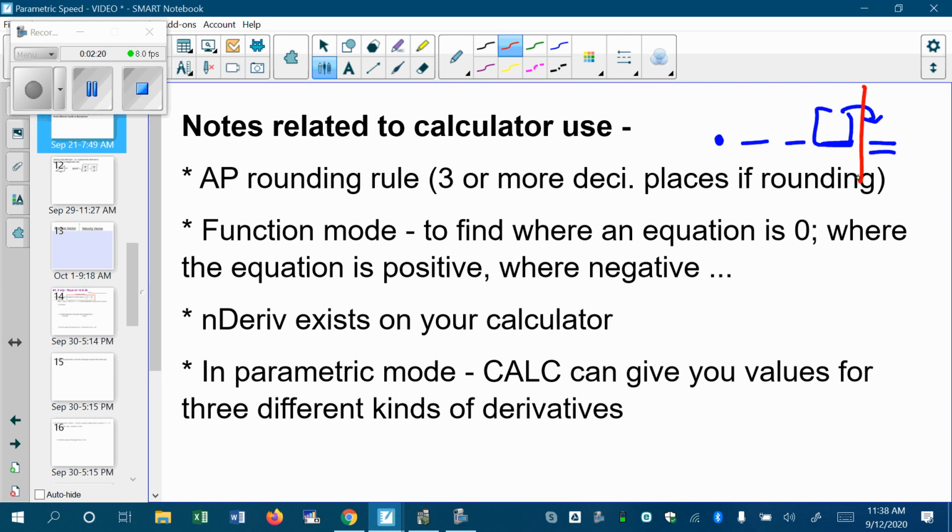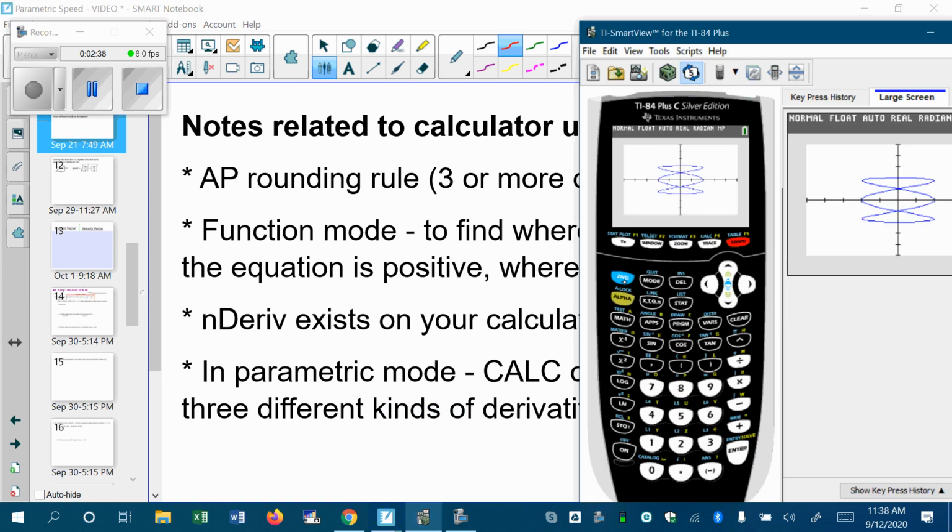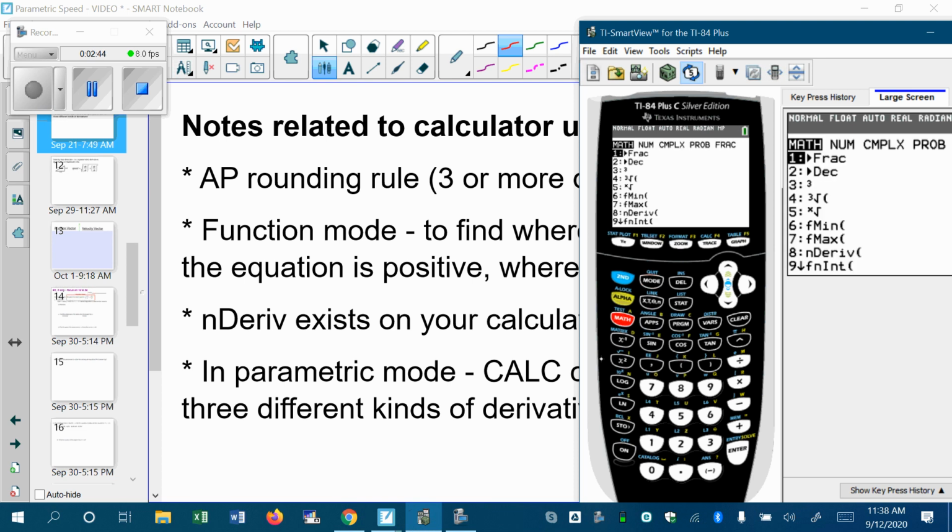If you're just basically looking for an equation and, like, when is this equation equal to pi? That would be something you can do within function mode, right? You would graph the function, you'd graph y equals pi, see where they cross, for example. And deriv. I had some students last year who did not know that this was a thing, or had forgotten over the summer. So in the math menu, item number 8 is the numerical derivative.